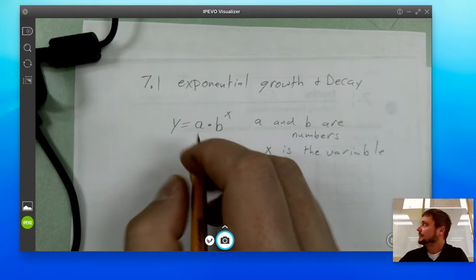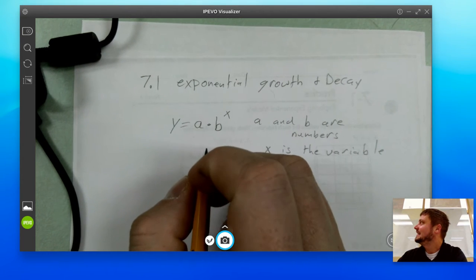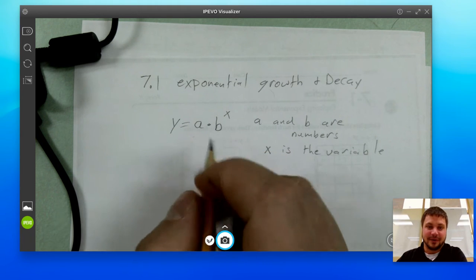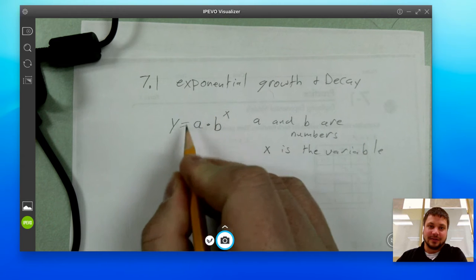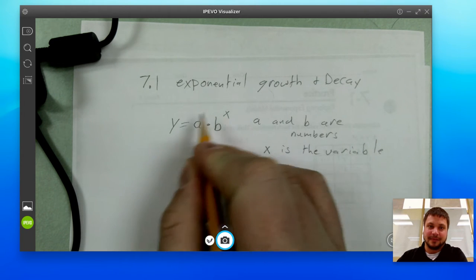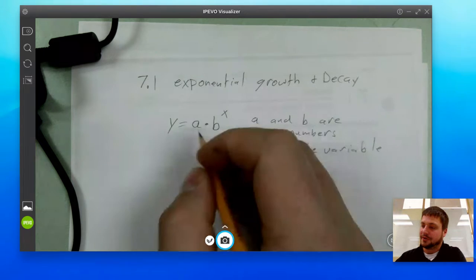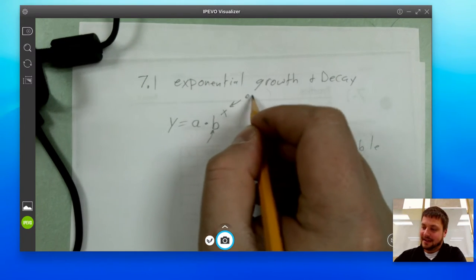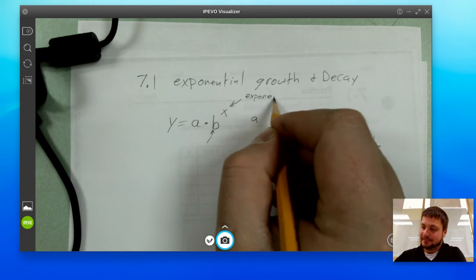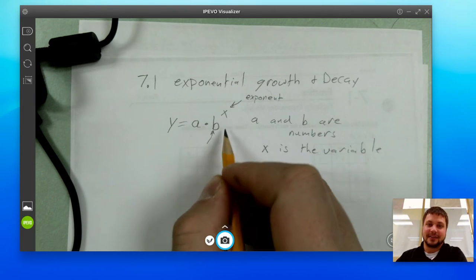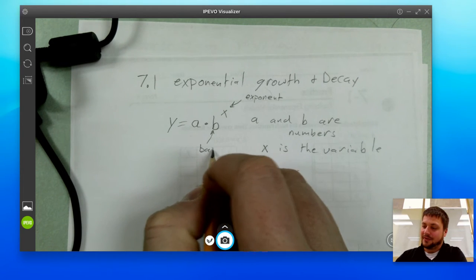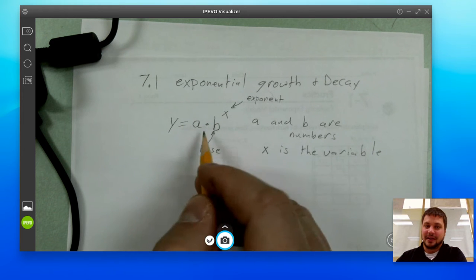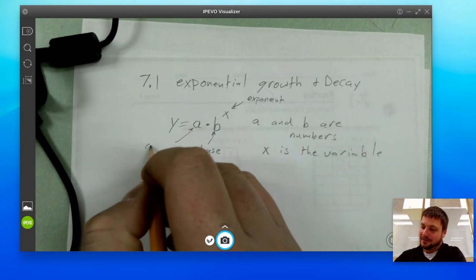Okay? Now, when we're doing these, let's learn about what these three different letters are called. Whatever the exponent is attached to, so the x is obviously the exponent. Whatever the exponent is attached to, that's what's called the base. The letter out in front, this is a word you already know, this is the coefficient.